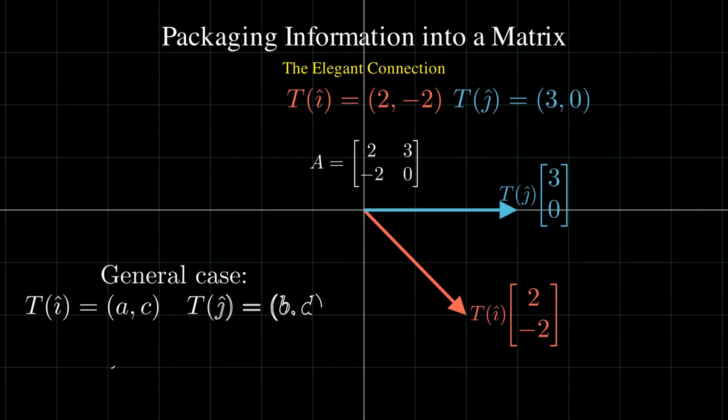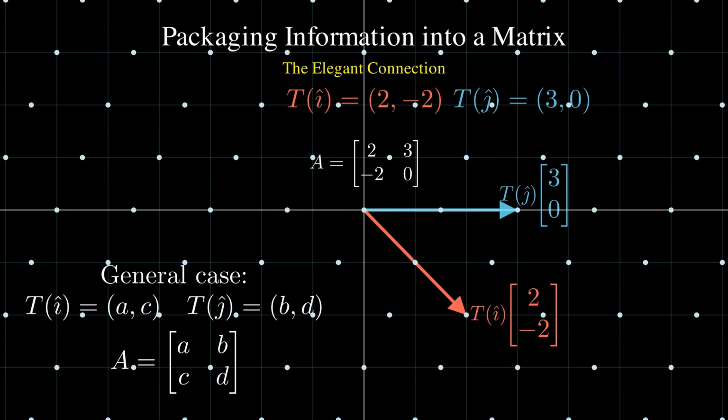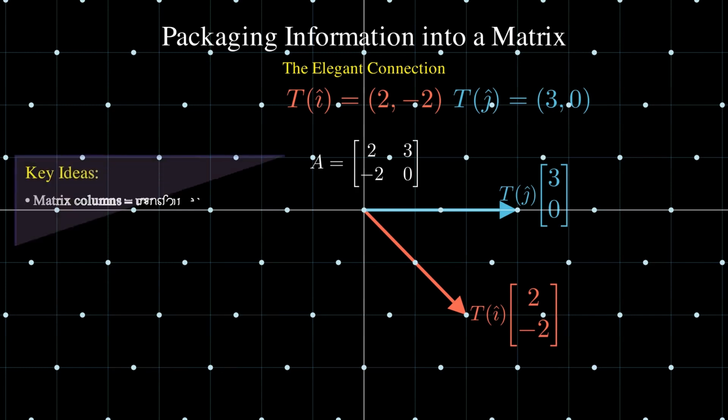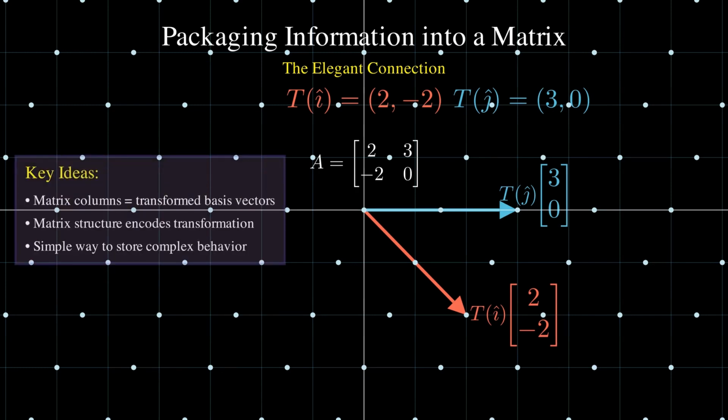This gives us a beautiful general form. For any linear transformation, we can package its effect on the basis vectors into a 2 by 2 matrix. And this matrix completely captures how the transformation deforms space. A matrix is just a way of storing where the basis vectors land. This is why matrices have the structure they do. It encodes the transformation of space.